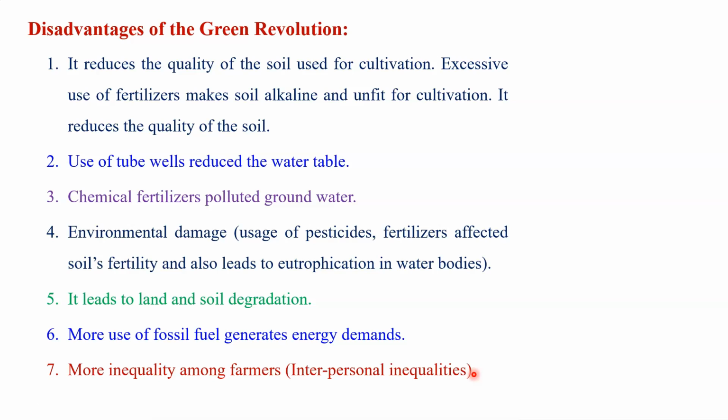And on the other hand, some farmers who were able to invest the money in the agriculture field become very rich, and therefore the gap between the rich and poor increased, and therefore there was more inequality among the farmers' income that we saw during the implementation of this program.